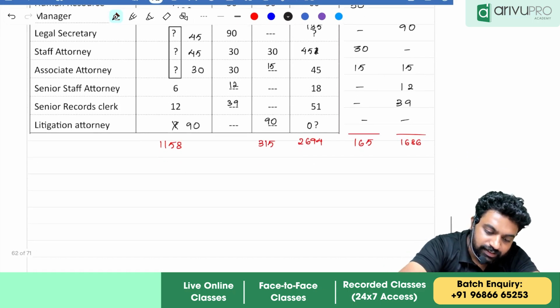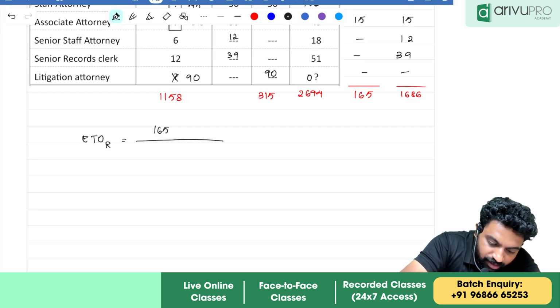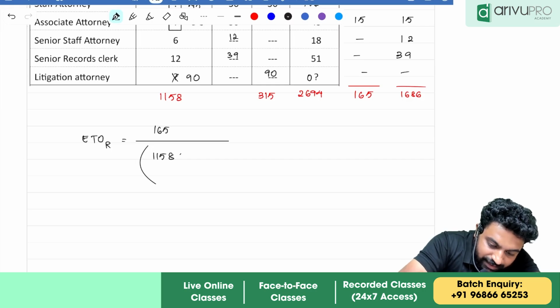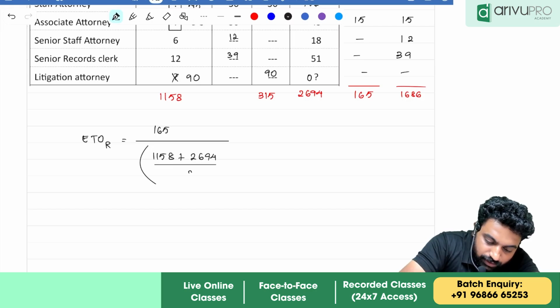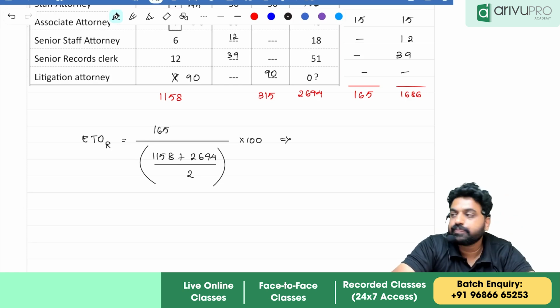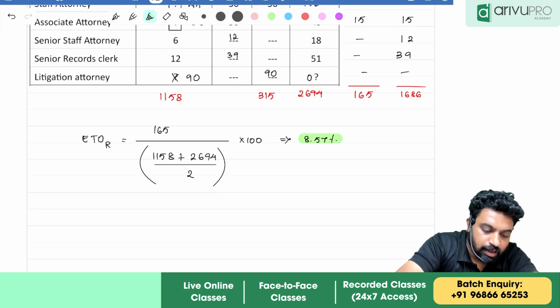Average is how much, guys? Let's first find out employee turnover using replacement. Number of replacement 165 divided by average number of employees, 1158 plus 2694 divided by 2, into 100. 8.57 percentage.